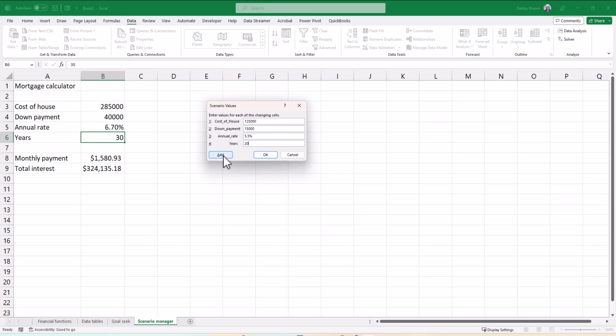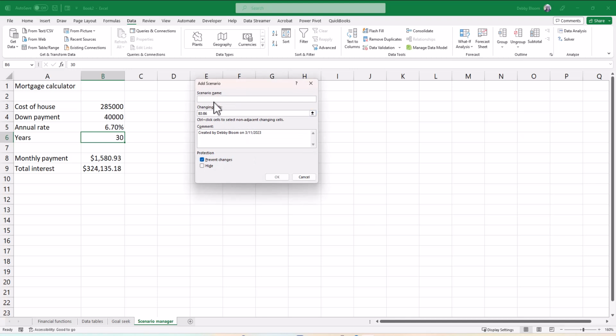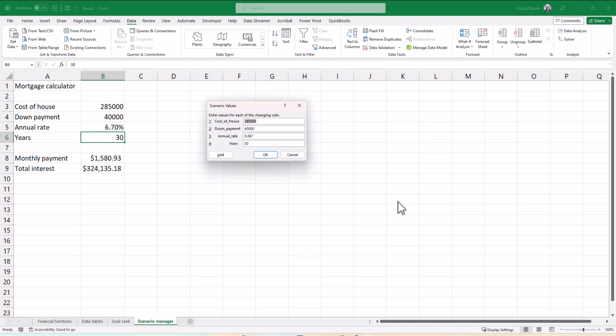So now I'm going to click Add, and this scenario name I will call Medium Price. I'm going to accept the same changing cells because it includes all of them. Notice I could change the changing cells for my second scenario, and I'm going to click OK. For this one, we're going to look at a $350,000 house with a $60,000 down payment with an annual rate of 7.2% and the number of years of 25. Now again, if we're all done, we click OK.